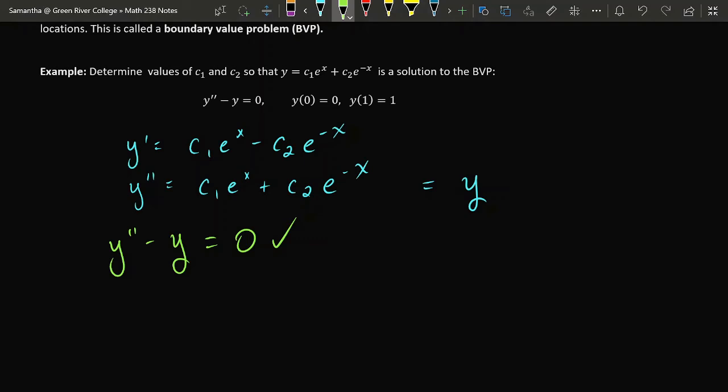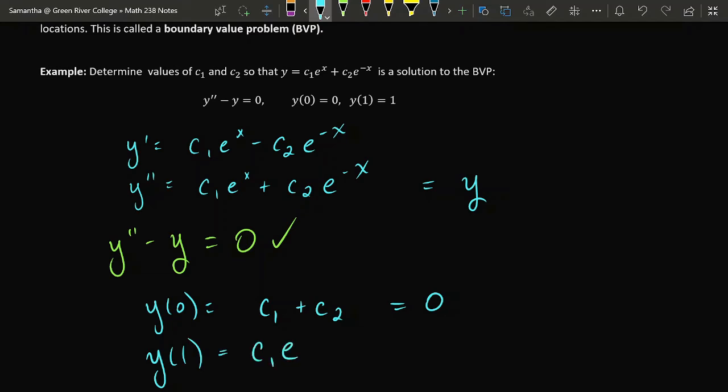So once again, to determine the proper values of C1 and C2, we need to look at these boundary value conditions. We need to make sure that y of 0 is 0 and y of 1 is equal to 1. So let me plug 0 and 1 into the original function. Y of 0 is equal to C1 plus C2, and that has to be equal to 0. The original function y with 1 plugged in is given by C1 times e plus C2 times e to the negative 1, and that's got to be equal to 1.